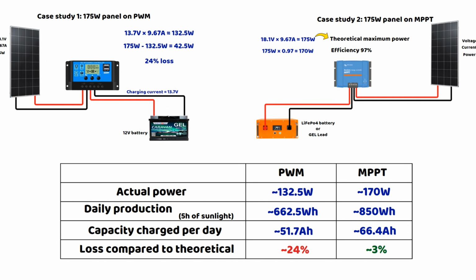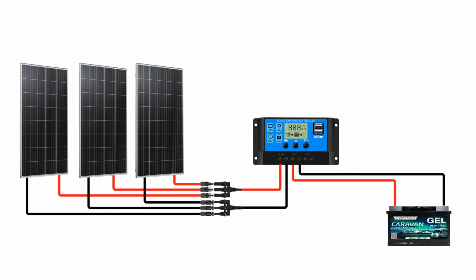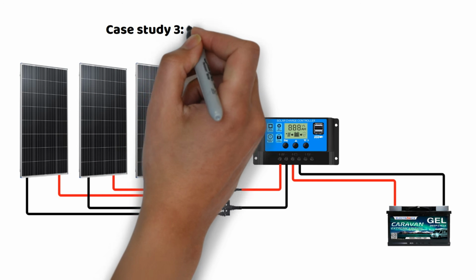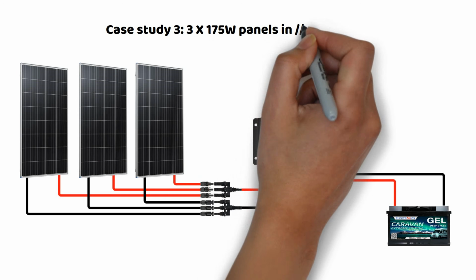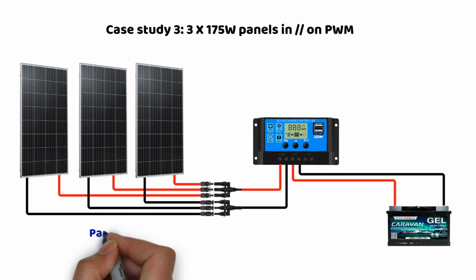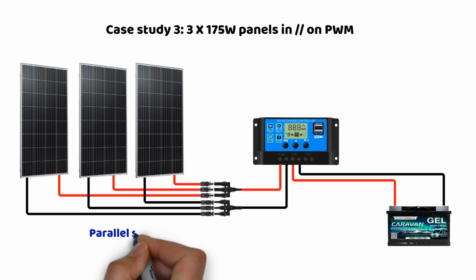Now let's try to make the most of this PWM controller, which has a maximum charging current of 30 amperes. We can connect several panels to it. But here, there is one limitation. The panels can only be connected in parallel. Why do you think that is?